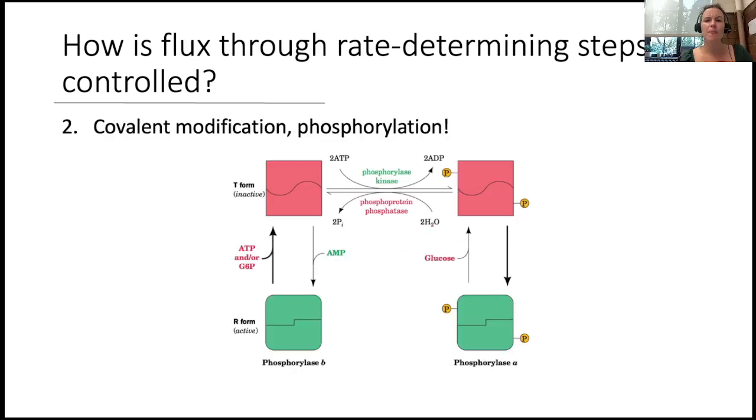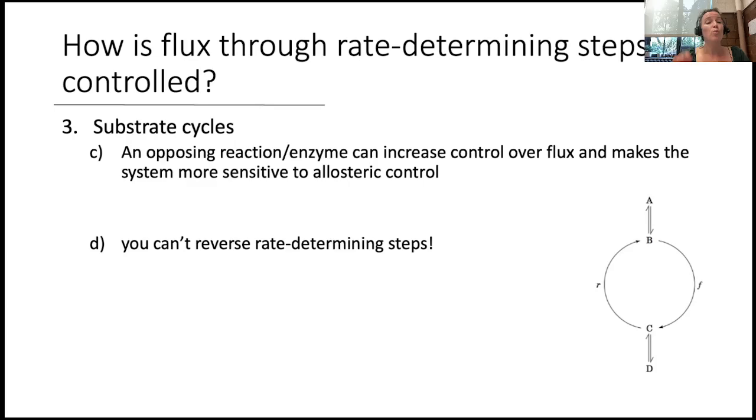But in addition to inhibition, we can have covalent modification that alters flux. And we learned an example of this as well, right? Phosphorylation of the enzyme phosphorylase is a way to modify flux if we're controlling a rate determining step. We do, of course, have one new example of a way to control flux through rate determining steps, and this is called a substrate cycle.